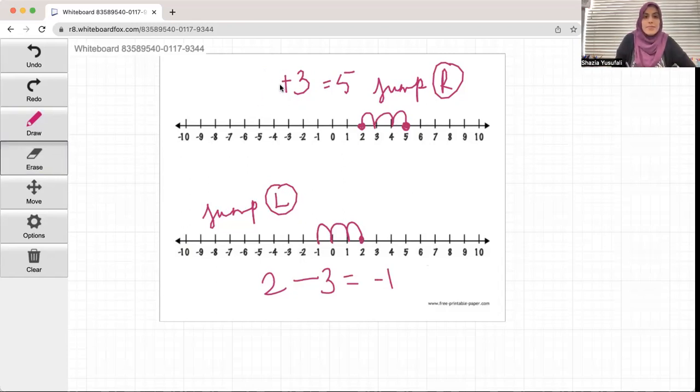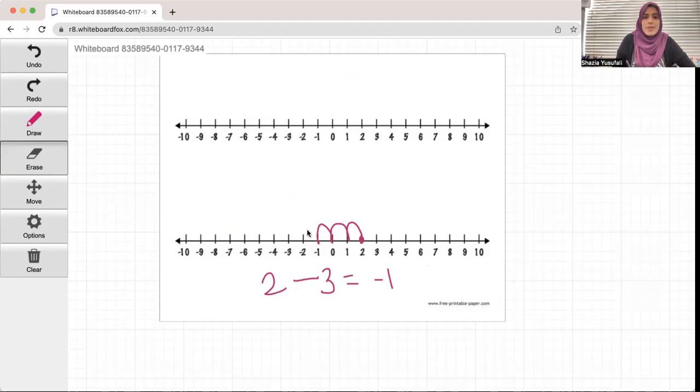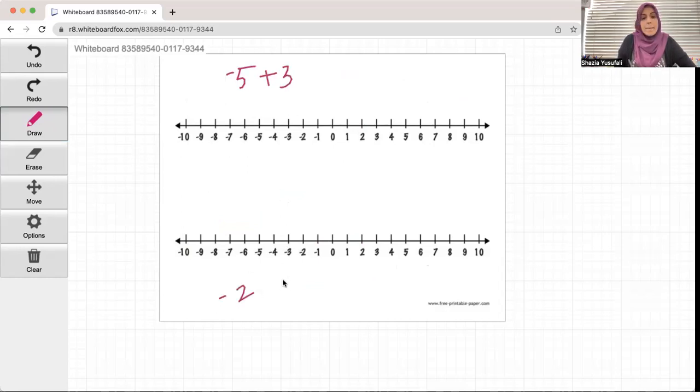Yeah, I'm going to go ahead and erase this because I want to make sure I get a clean slate to jump around with. All right, let's go here. And I'm going to put 2 things. The first one, I'm going to write -5 plus 3. And the second one is -2 minus 4. Okay, let's see.